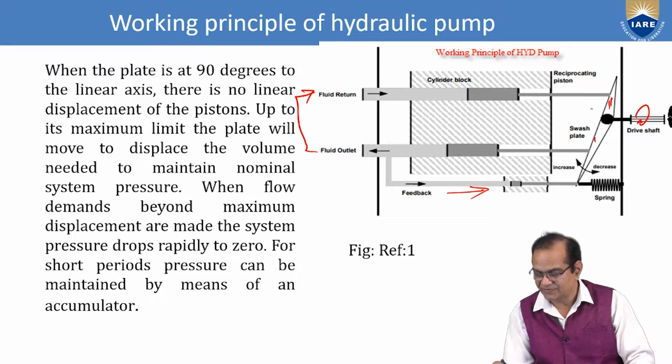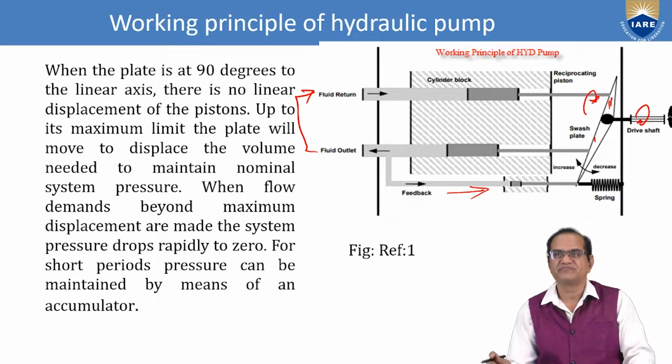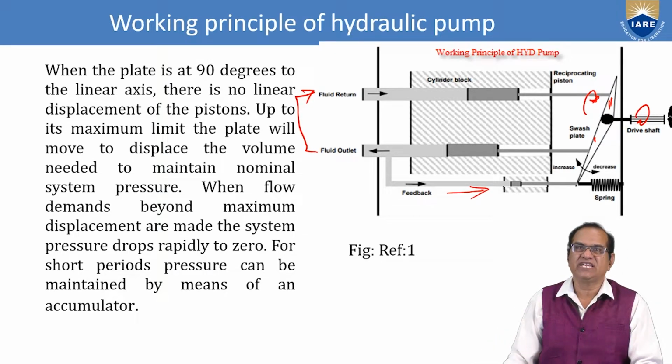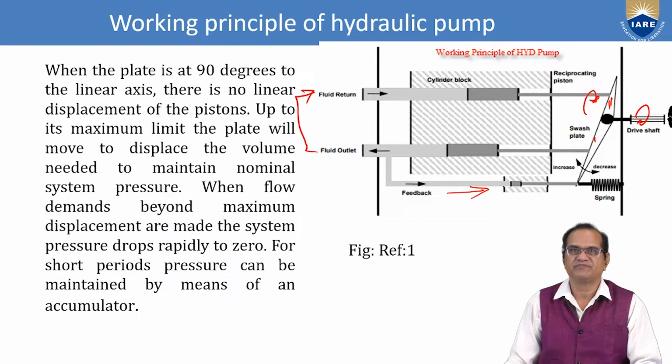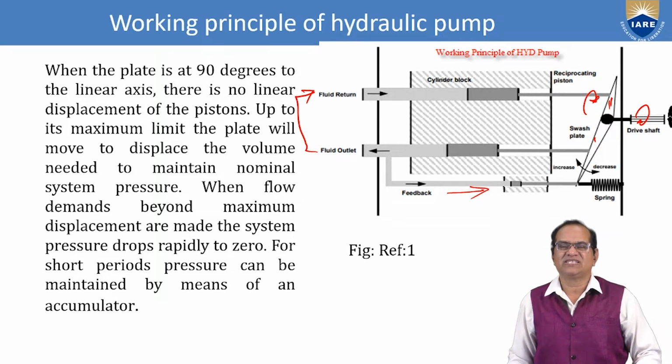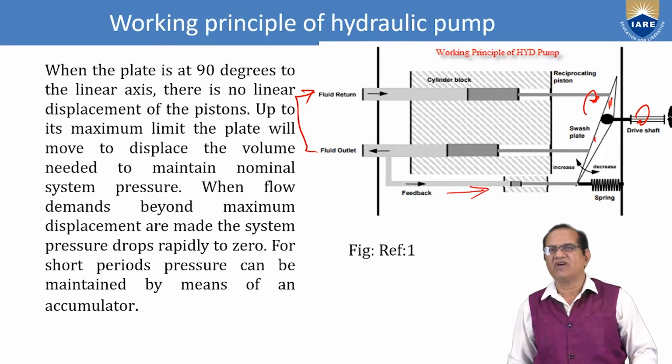It is rotating like this. This plate will rotate like this. So here, when the plate is at 90 degrees to the linear axis, there is no linear displacement of the piston. Up to its maximum limit, the plate will move to displace the volume needed to maintain nominal system pressure. When flow demands beyond maximum displacement are made, the system pressure drops rapidly to zero. For a short period, pressure can be maintained by means of an accumulator.